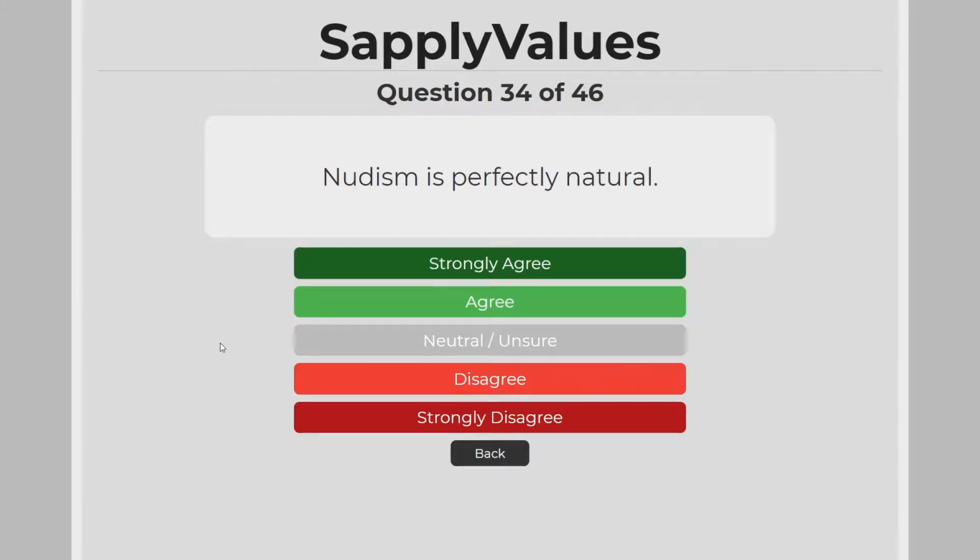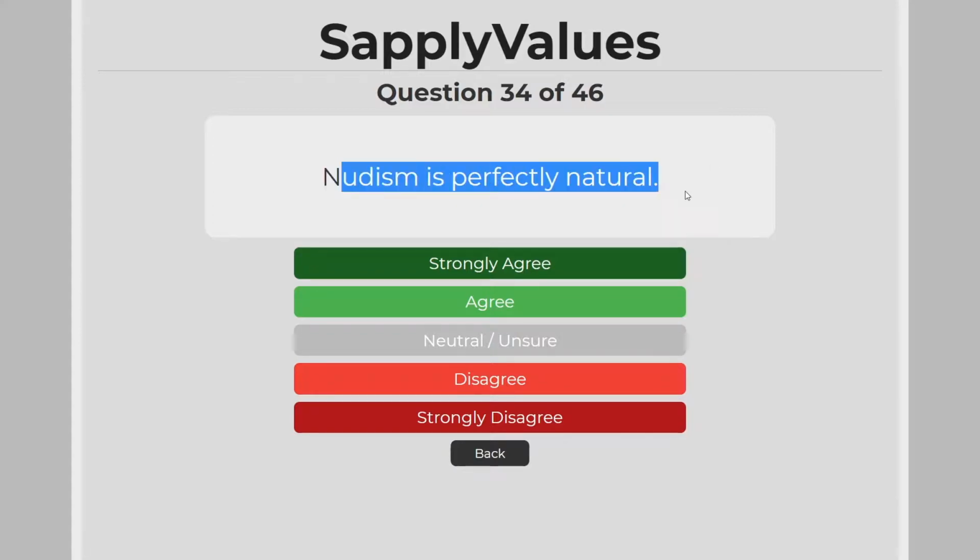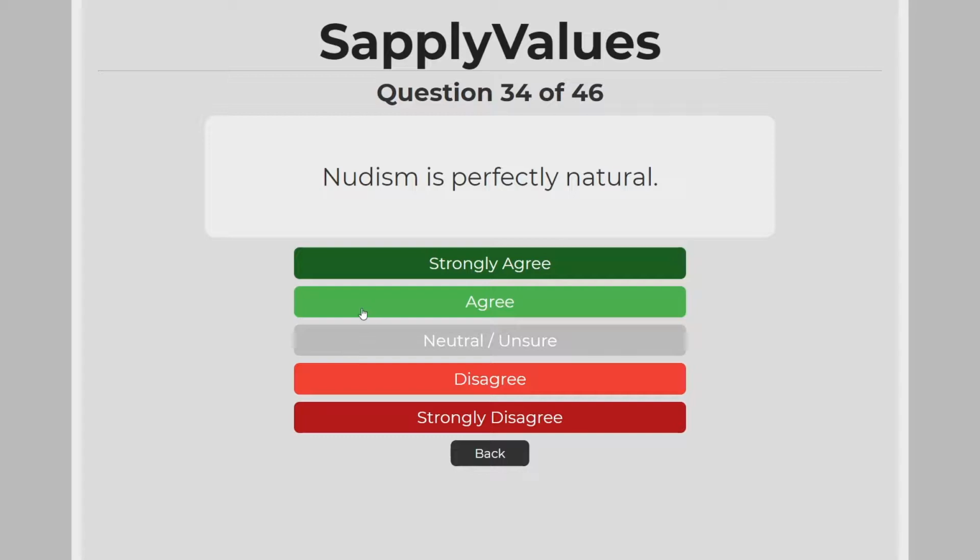Nudism is perfectly natural. I mean, in what context? Like on a beach, yeah. In many countries, that's pretty normal. It's not really that normal in the United States, but it's pretty normal in other countries. I really don't know what context, like out in the street? It gives me no context. I guess I'll just agree because it is natural in a way. Like 15,000 years ago, before we were in hunter-gatherer tribes, a lot of people just didn't wear clothes. It seems natural, so I would agree.